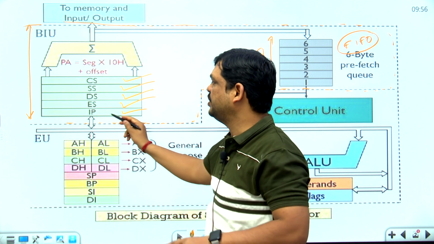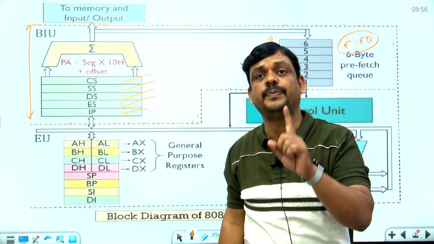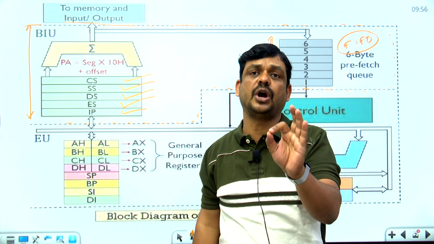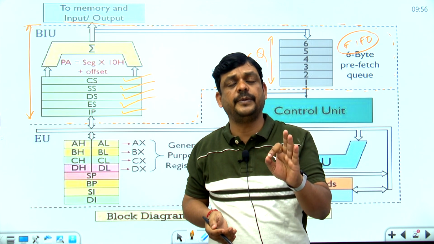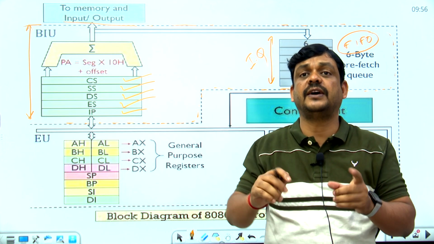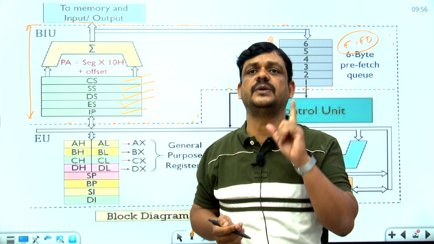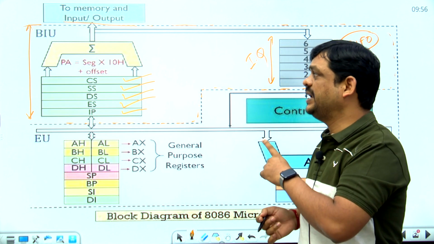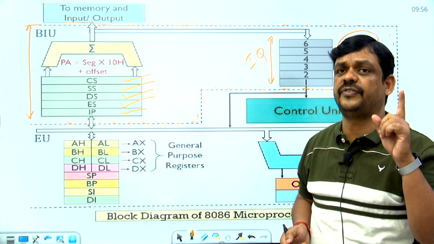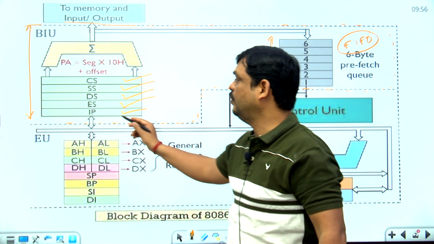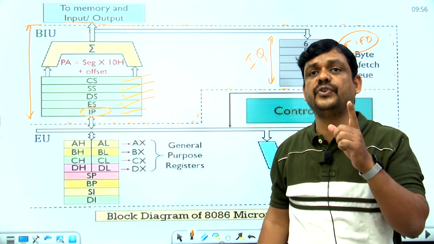One very, very important register in this unit is the instruction pointer. The instruction pointer acts as the program counter, because the program counter is not defined within this processor. The general function of the program counter is to store the address of the next instruction. Every processor consists of a program counter register, but the 8086 microprocessor does not. The function of the program counter is done by one register, called the IP, instruction pointer, which stores the address of the next instruction.